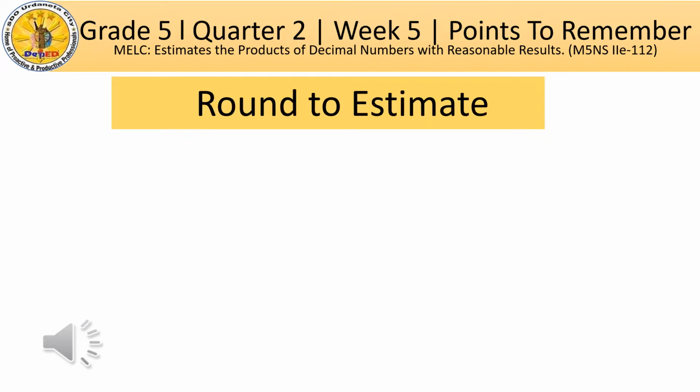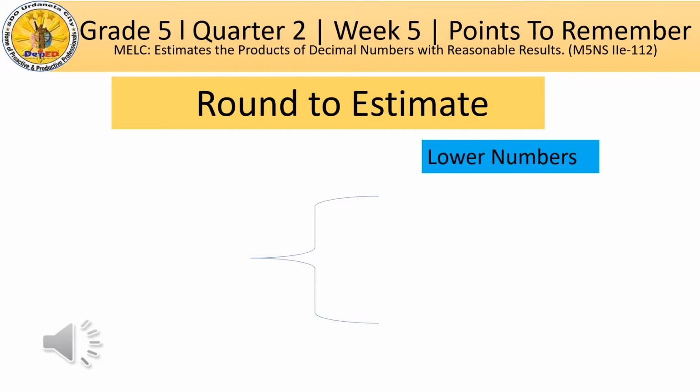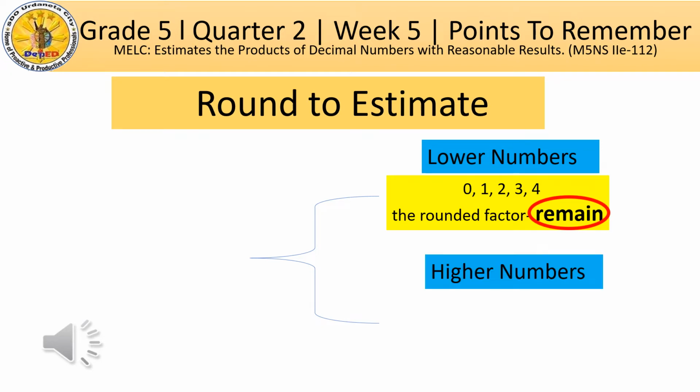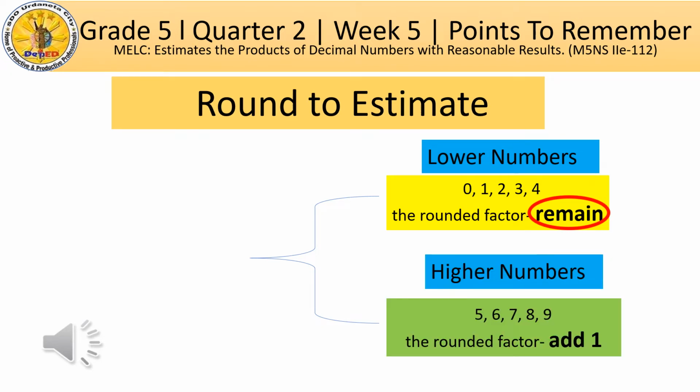Before we are going to round to estimate, we need to know first and remember this because it will help us to understand easier our new lesson in just a moment. Lower numbers. It says 0, 1, 2, 3, 4. The rounded factor will remain. Higher numbers. It says 5, 6, 7, 8, 9. The rounded factor will add 1.